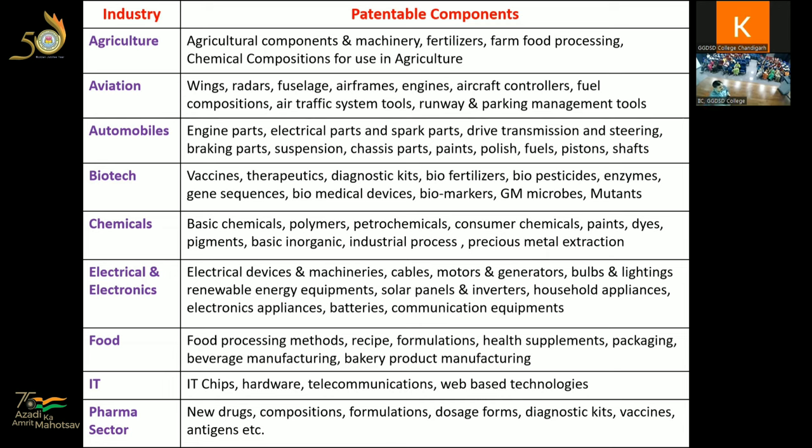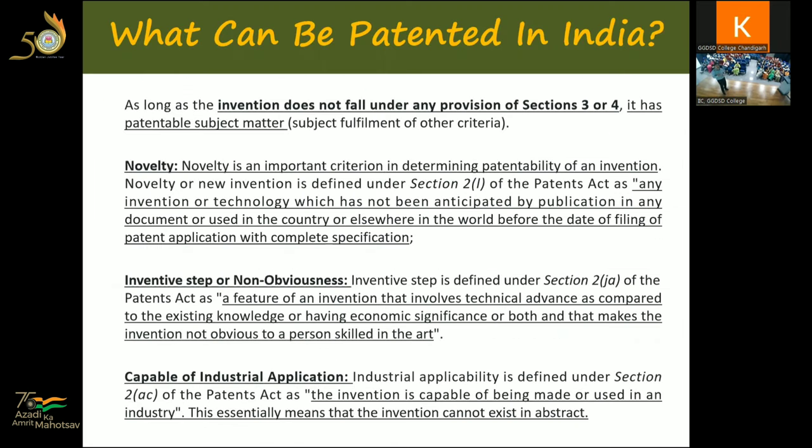These are the areas in the different industries which can be protected. Like in case of pharmaceutical sectors, new drugs, composition, formulation, dosage forms, diagnostic kits, vaccines, antigens, all these are protected. What can be patented in India?